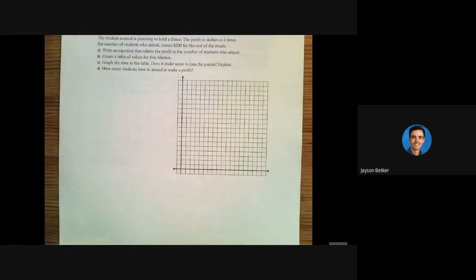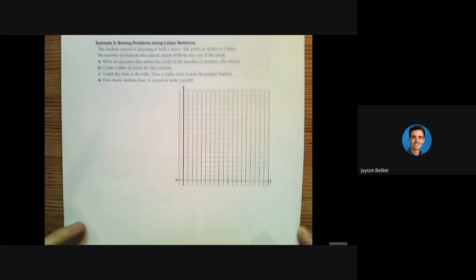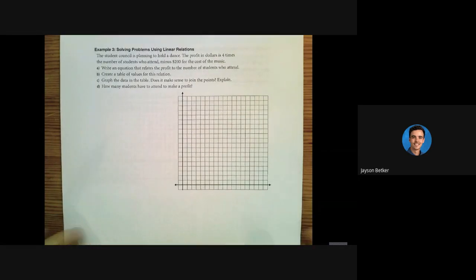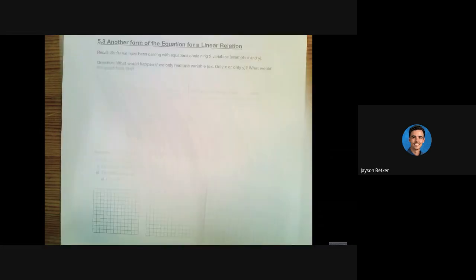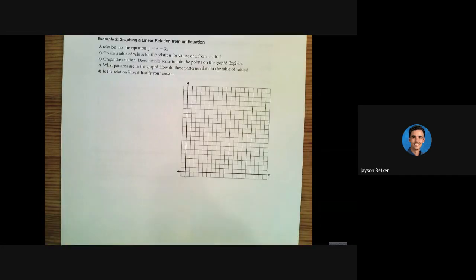Let's move on. Example number 2. Write an equation. Oh, no, this is example number 3. We don't want to be there yet. Number 2. So we're going to do this equation, 6 minus 3x.